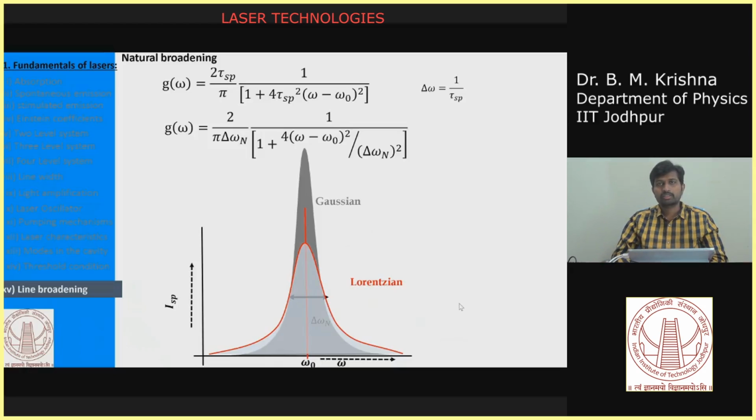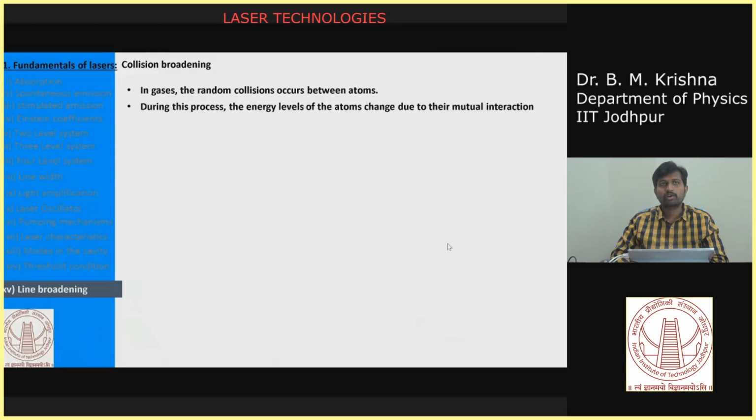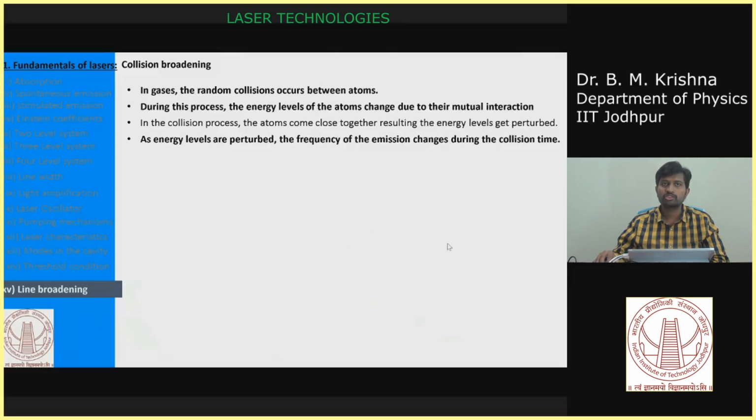Okay, now we are going to discuss collision broadening. In general, we have a gaseous system, so you have random collisions between different atoms. The energy levels of atoms change due to their mutual interactions. As the atoms come closer, because they have to interact with each other, that gives a perturbation to the system. That means the other atom's energy levels will be perturbed. As the energy levels are perturbed, the frequency of emission changes during the collision time.